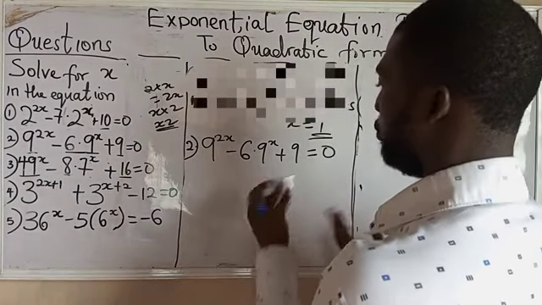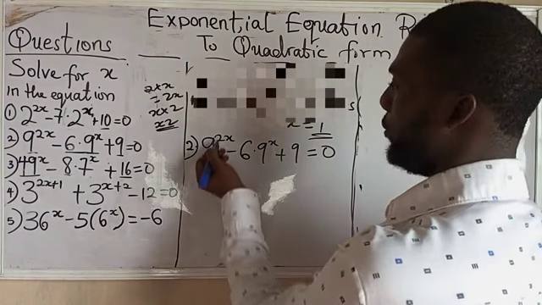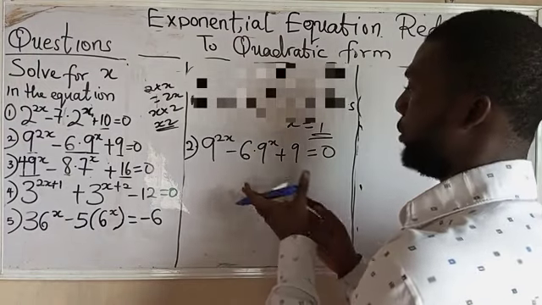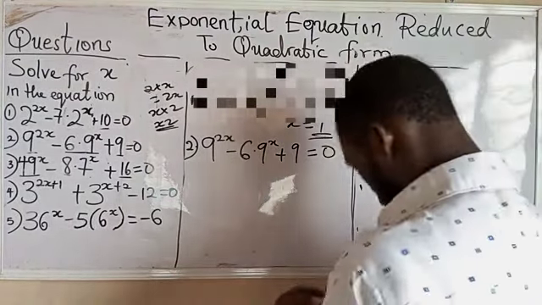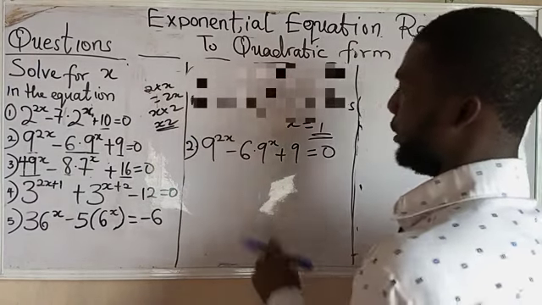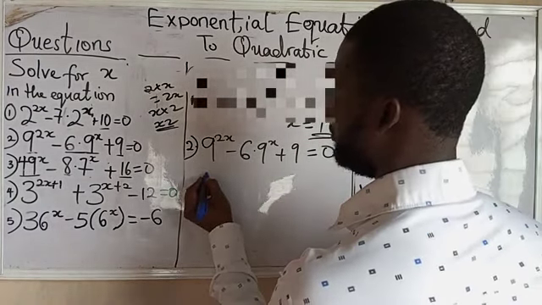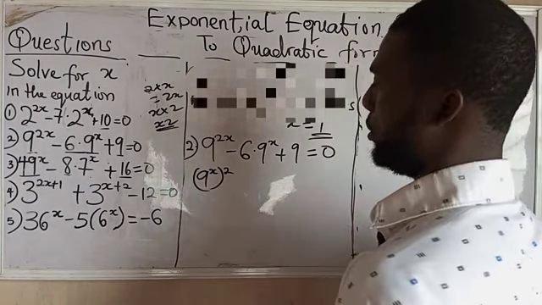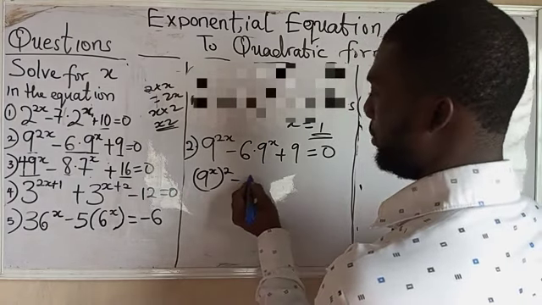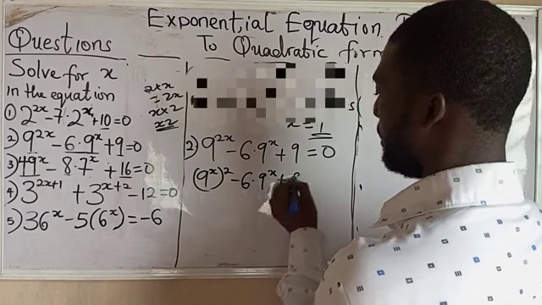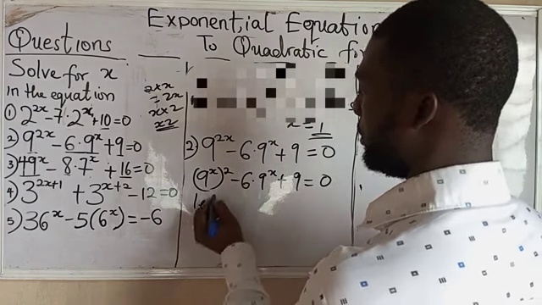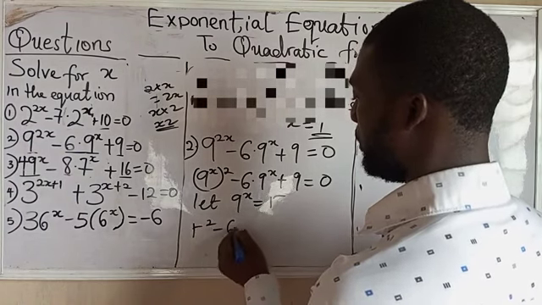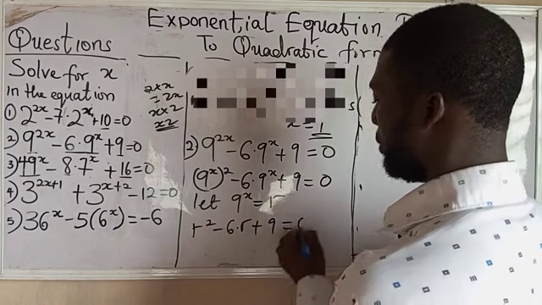Now we can see this is 9 raised to power x, so this is 9 raised to power 2x, and this is an example of an exponential equation that can also be reduced to a quadratic equation. So the first thing we are going to do is swap the position of this so that it will look like this one: 9 raised to power 2x minus 6 times 9 raised to power x plus 9 equals 0. So I'll say let 9 raised to power x equals r. So this is r squared minus 6 dot r plus 9 equals 0.